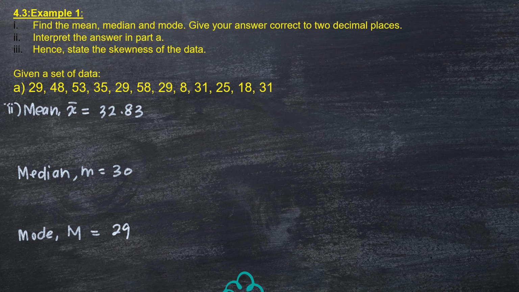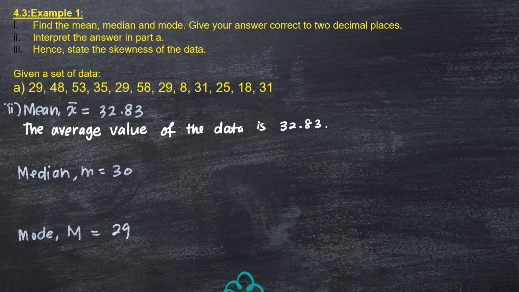Okay, so now let's interpret the values that we have. For mean, we will interpret it as: the average value of the data is 32.83. Okay, so the keyword here is the average value. You must put our subject, which is our data, here. Right, next one is median.